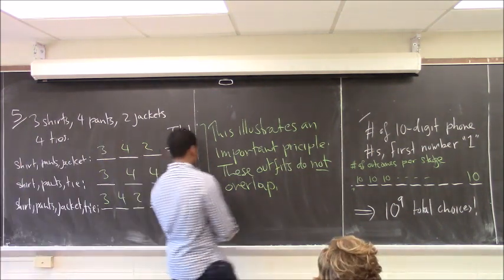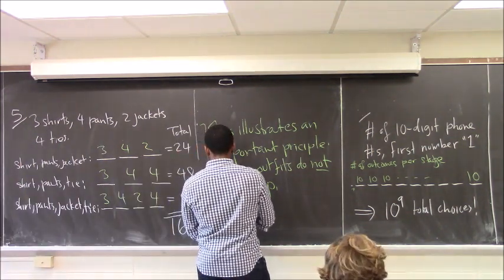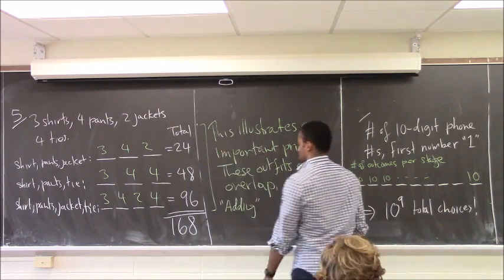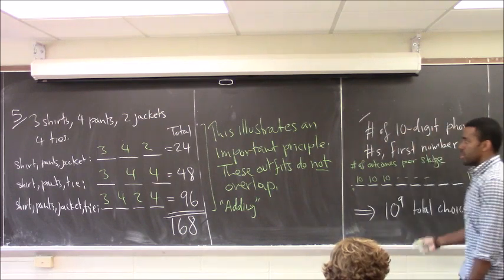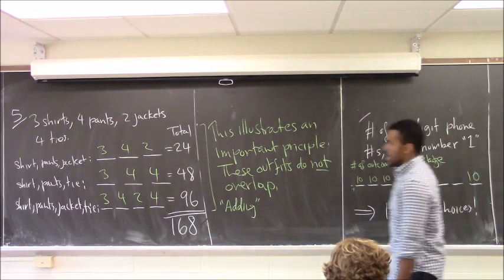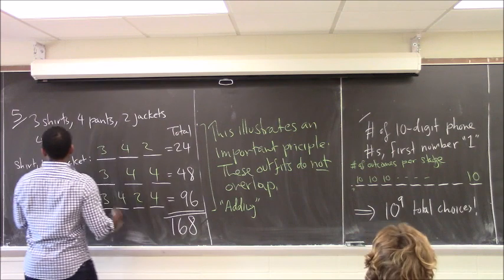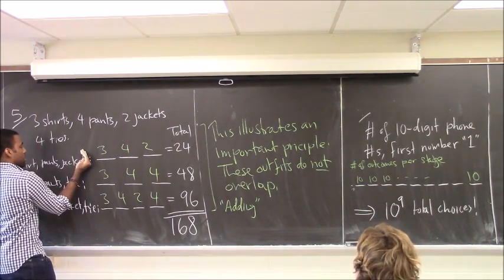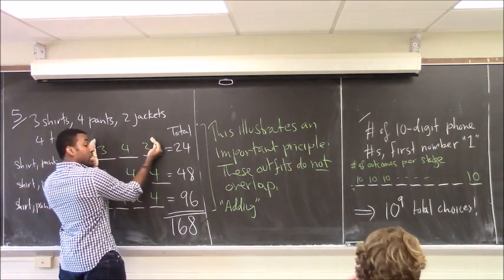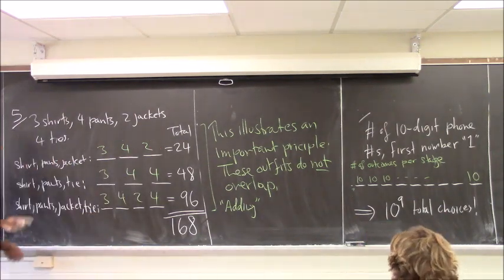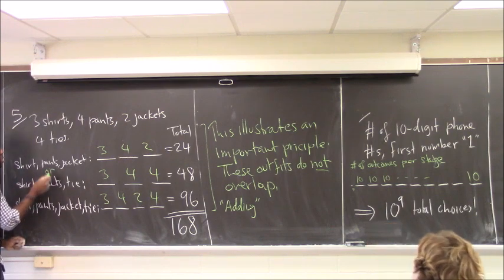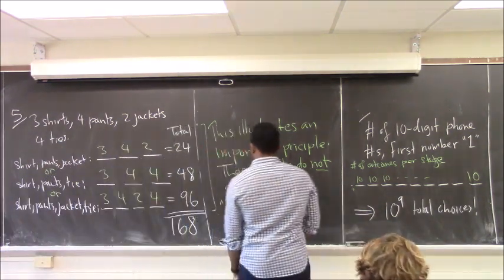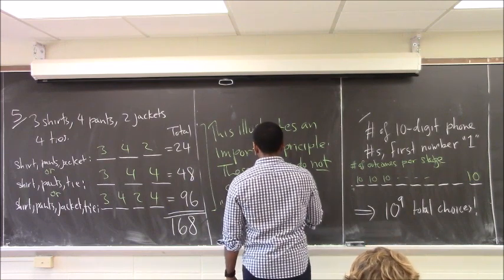And so this shows the multiplication rule counts when you have to have all things happening at the same time. So you have to wear a shirt, pants, and a jacket all at the same time. When it's happening all at the same time, multiplication is what you're thinking. When you have an or, like it could be this or that, adding might come into play.